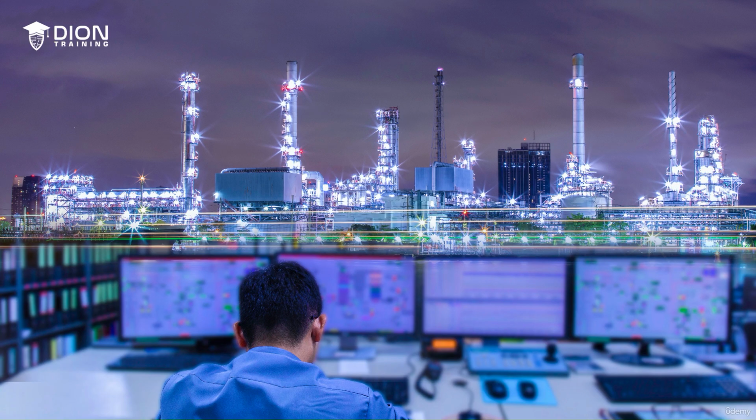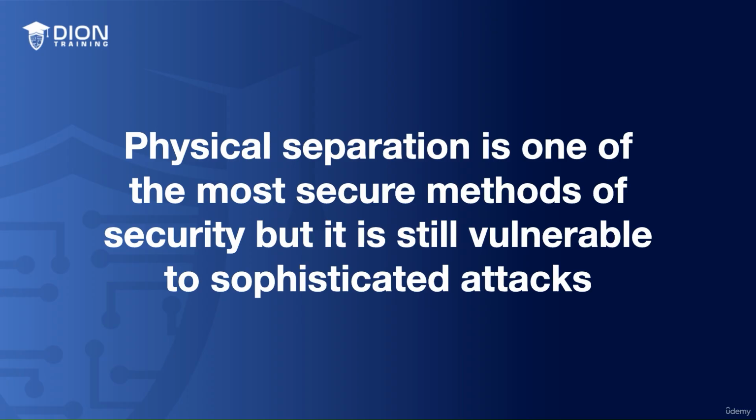Another example is an industrial control system, or ICS, used in critical infrastructure like power plants or water treatment facilities. These systems are often air-gapped to prevent potential cyber-physical attacks that could lead to real-world damage. However, air-gapped systems are not infallible. Sophisticated attacks such as Stuxnet have demonstrated that air-gapped systems can be compromised. Despite this, physical separation remains one of the most secure methods of protecting sensitive information, provided that strict physical security measures are in place.